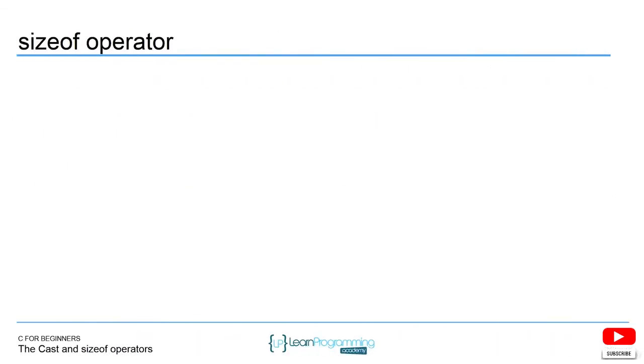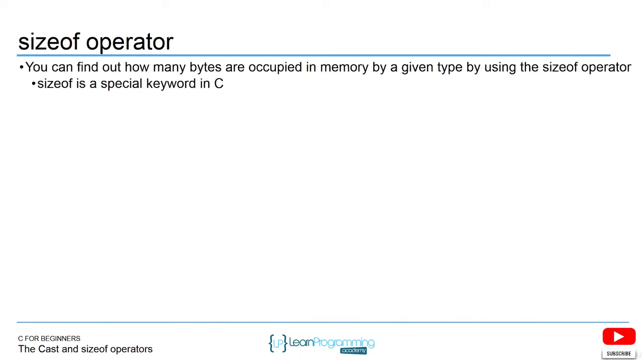The sizeof operator is another operator that's kind of strange, not similar to a lot of the other ones. And this actually looks just like a function. But sizeof is an operator. It performs an action. It's not doing anything function oriented. What it's doing is telling you how many bytes are occupied in memory by a given type.